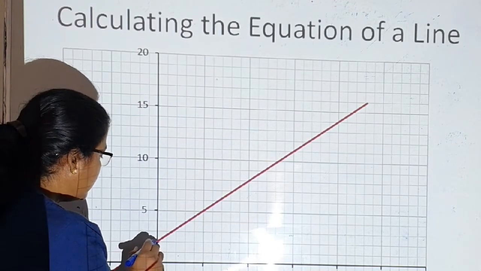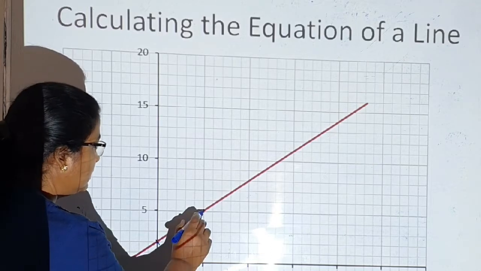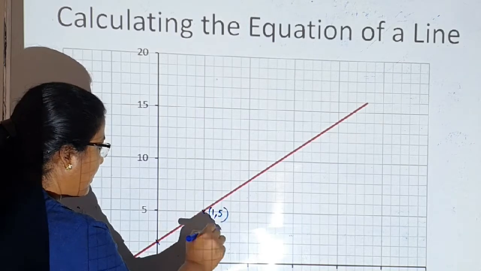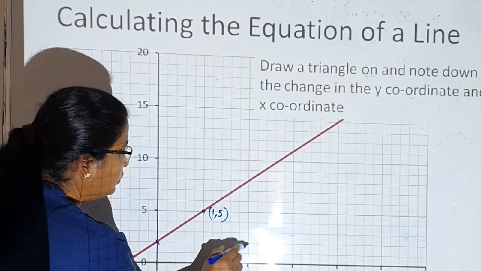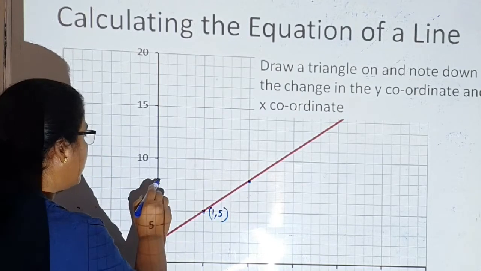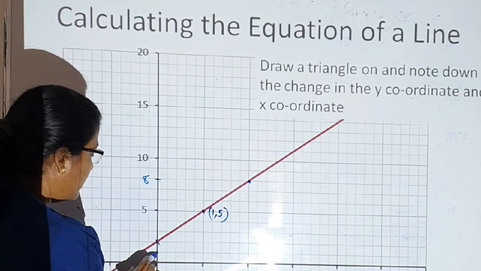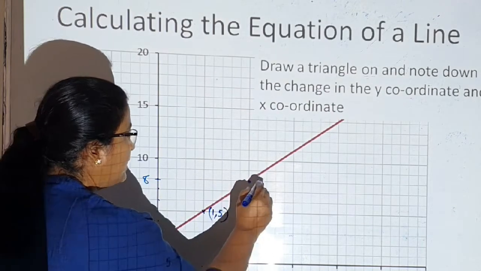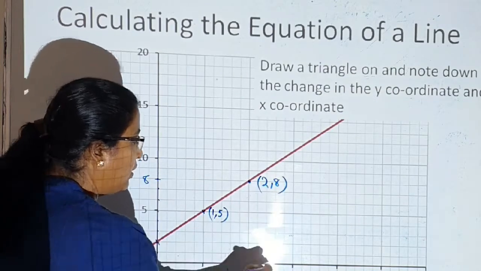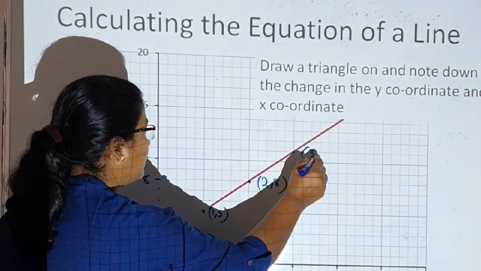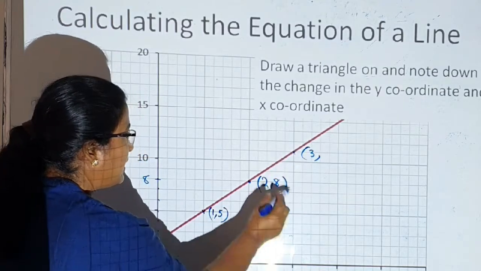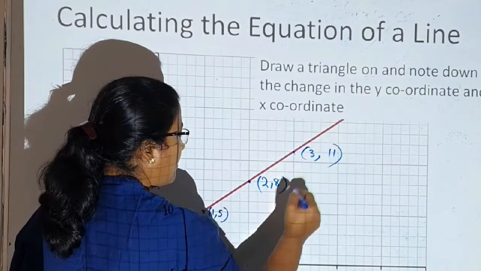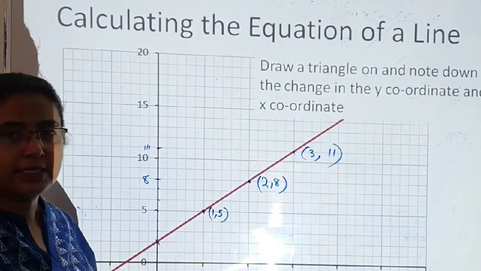You can pick this point, exactly on the grid, this is (1, 5), or you can pick here, this point, this is 8, because this is 1, 2, 3, 4, 5, 6, 7, 8. So (2, 8), or you can pick x value 3, and this is 11. So (3, 11). Like that, you can get any two points here.